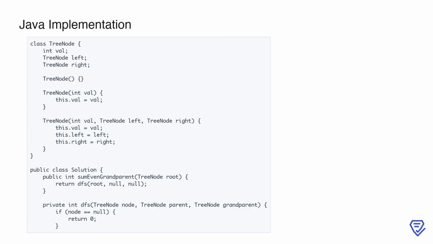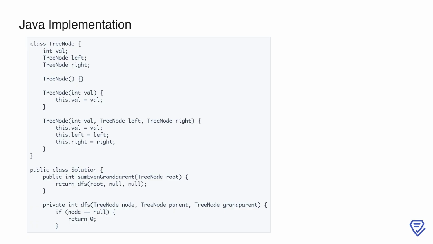To solve the problem of summing nodes with even-valued grandparents, we first define a tree node class to represent each node in the binary tree. Each node contains an integer value, a reference to its left child, and a reference to its right child. We provide multiple constructors to handle different initialization scenarios, whether it's an empty node, a node with just a value, or a node with both value and child references.